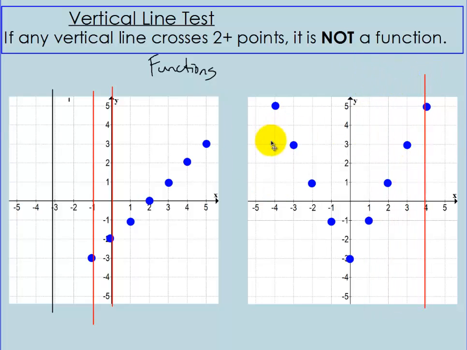I don't care about horizontal lines. Yeah, horizontal lines this will cross twice, but that's okay. I only care about vertical lines. So these are functions for these 2.